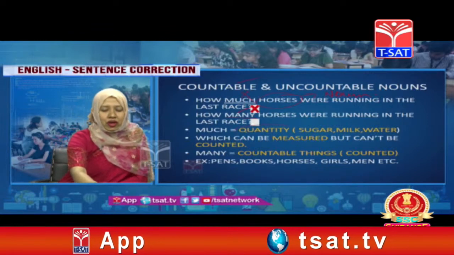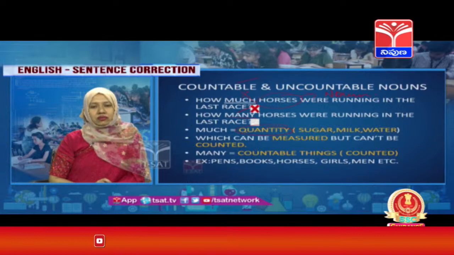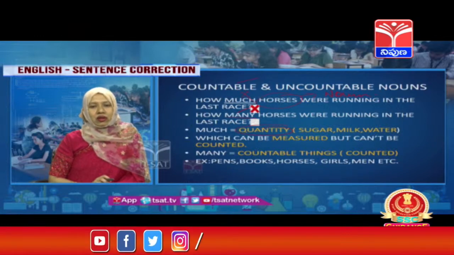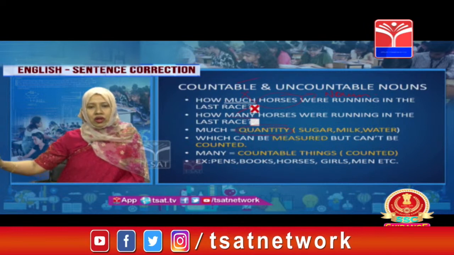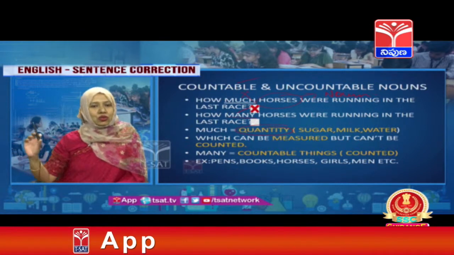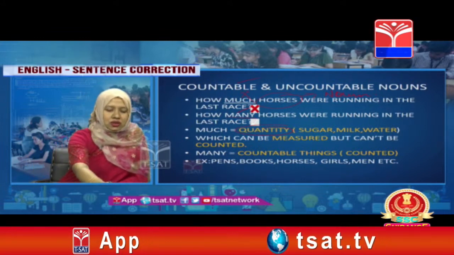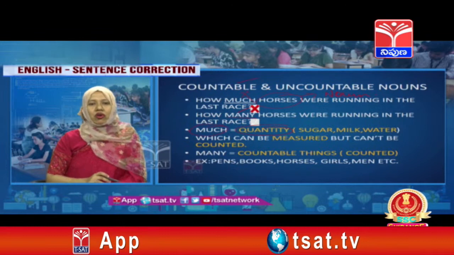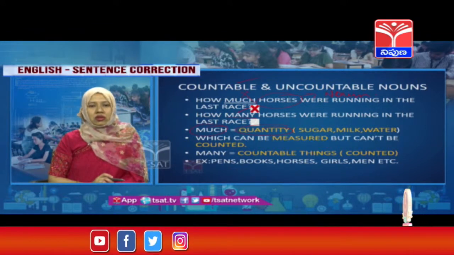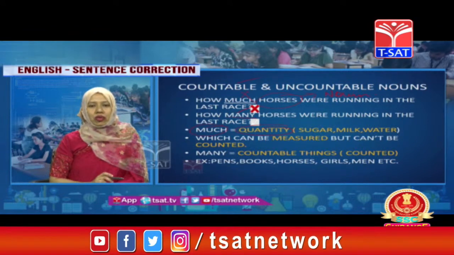Much is used to refer to quantity. How much sugar do you want? How much milk do you drink? How much water can be added in this bottle? So always much is used to refer to quantity. When you talk about quantity, use much before an uncountable noun. Whenever you use a countable noun, you should use many.